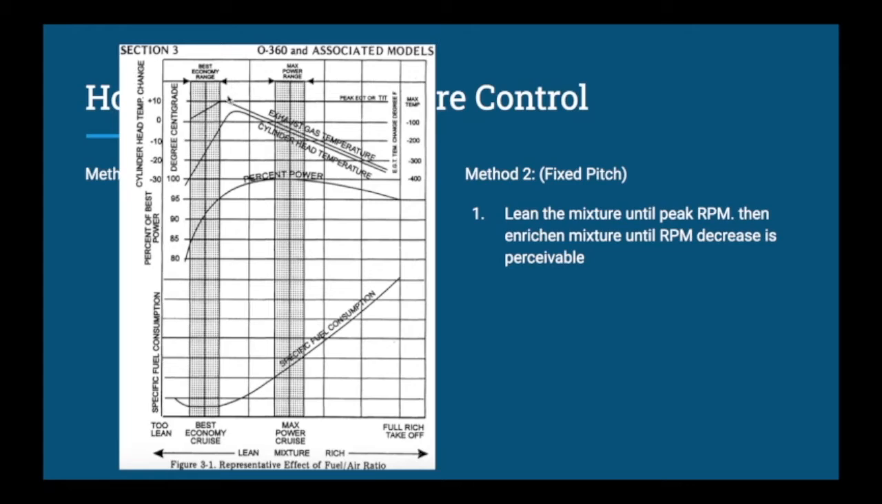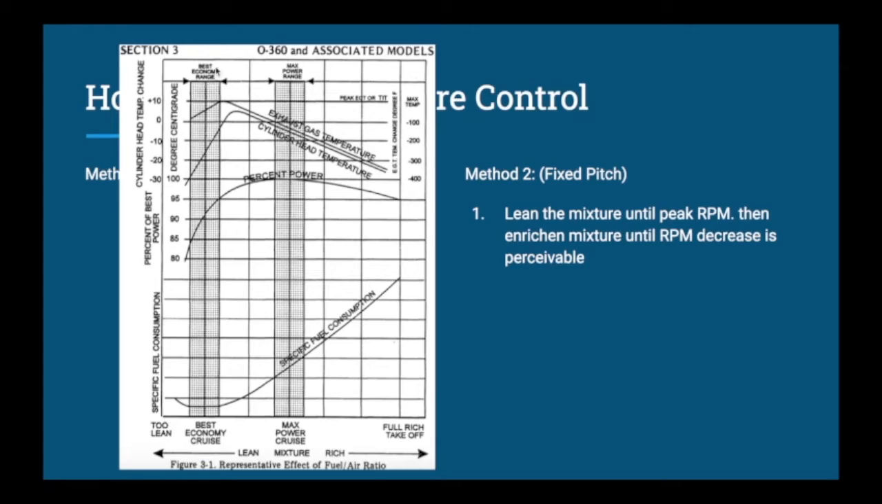If we look at this chart, we have the best economy range and we have max power range. We always set it to our max power range in order to produce the most amount of power in the engine without, which is the 50 degrees rich of peak, somewhere around there.